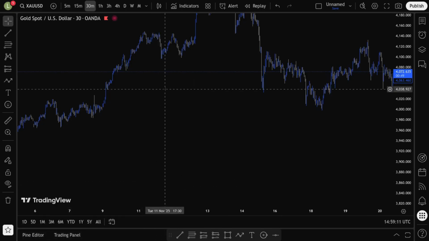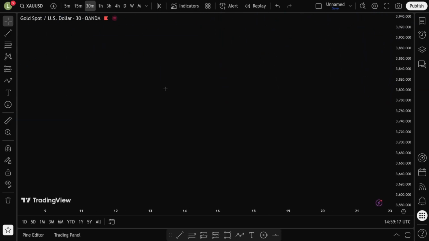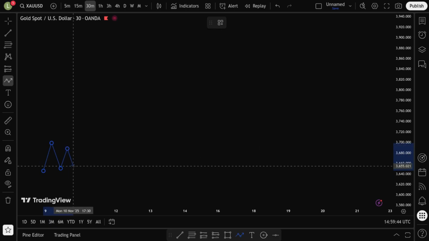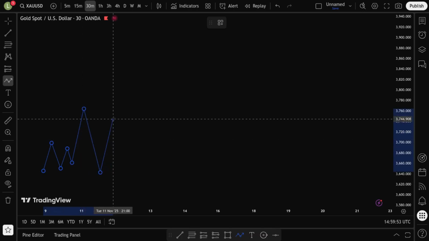So in this case, we are now looking for inducement liquidity. Remember, there are different ways liquidity can play out. Price makes a low, a high, then comes and makes another low, another high like this, then comes here, takes out this low, and goes to the upside.